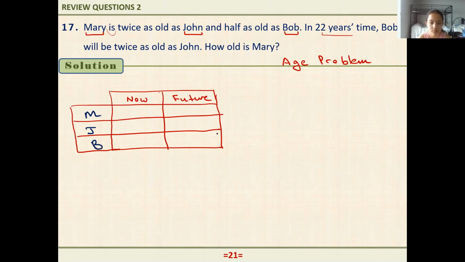Okay, now let's read this. Mary is twice as old as John. Do we know John's age? No. Let's say John's age is n. Now what is Mary's age? n times 2. That is, Mary's age now is 2n. Okay, and Mary is twice as old as John, and half as old as Bob. Now tell me, if Mary's age is half as old as Bob's, what is Bob's age?